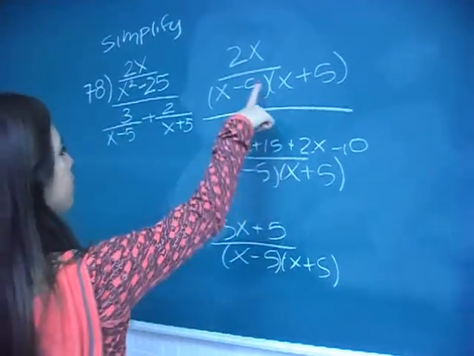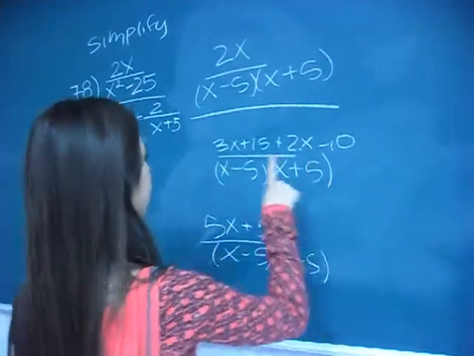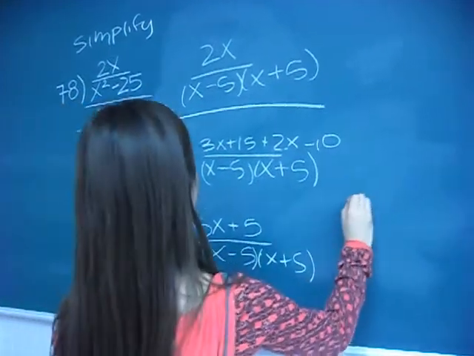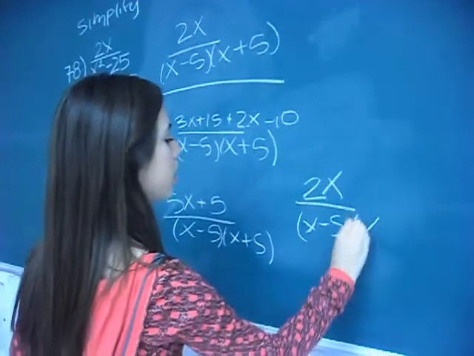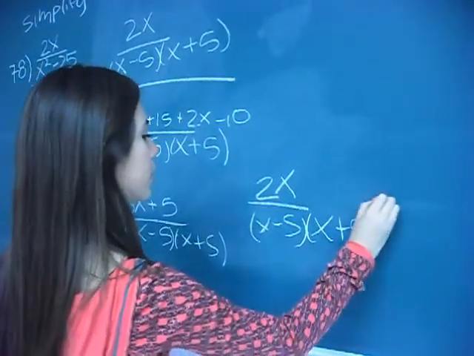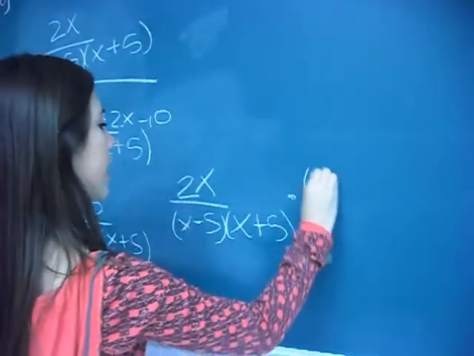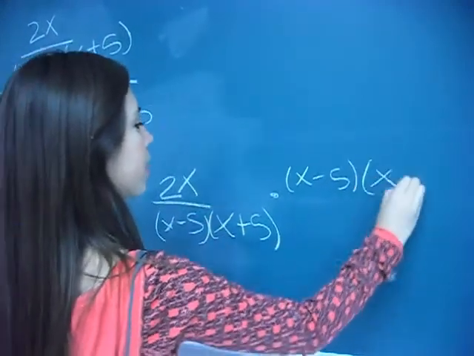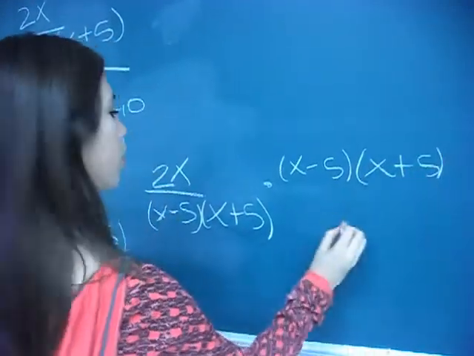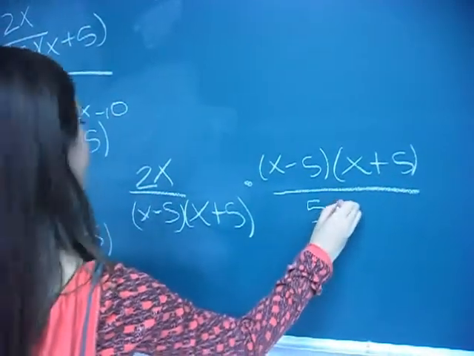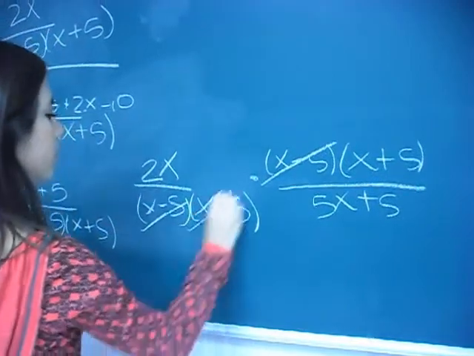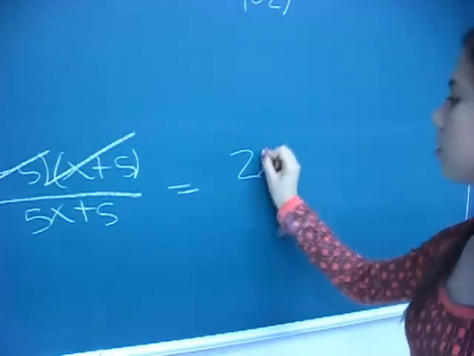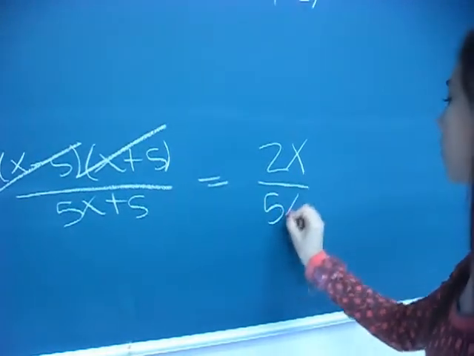Then you have to multiply this one, divide this one over this one. So it's 2x over x minus 5 times x plus 5 times x minus 5 times x plus 5 over 5x plus 5. This one cancels with this one, and this one with this one, and your answer is 2x over 5x plus 5.